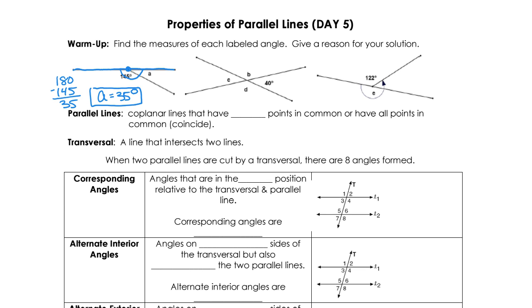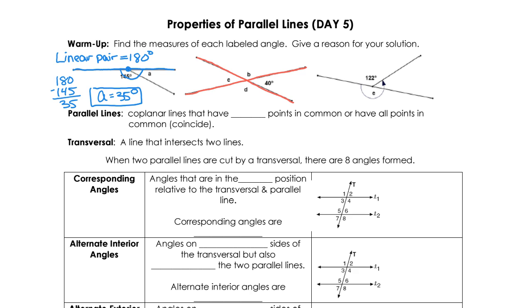And a reason for our calculation, we could say a linear pair equals 180 degrees. So the 145 and the 35 add up to 180. Okay, in the next picture, we have those two crossing lines that intersect, and they form 4 angles.